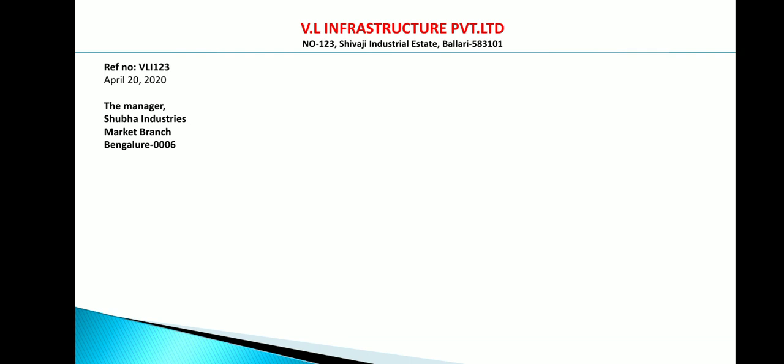Next, date. See, April 20, 2020. If I say 24 2020, it is not acceptable. You should write the date in full, especially on a letter like this. Next, inside address. The manager, Shubha Industries, Market Branch, Bangalore, whatever it may be. I have taken some dummy address. It is the inside address. It is nothing but the sender's address. Sorry, receiver's address. Next, salutation. Respected sir or dear sir. You can use dear sir.